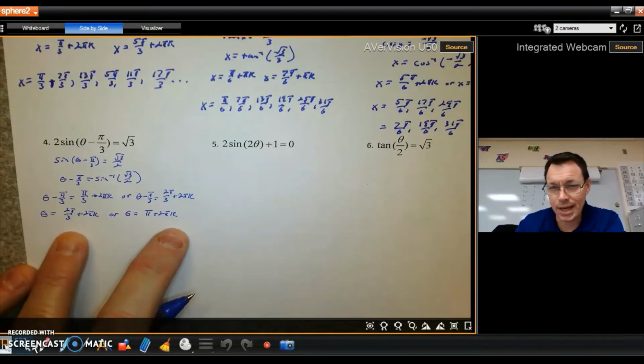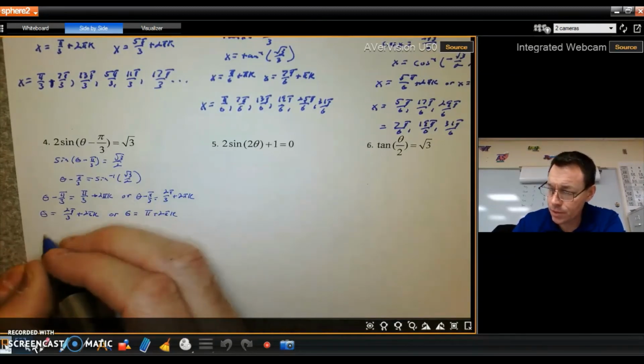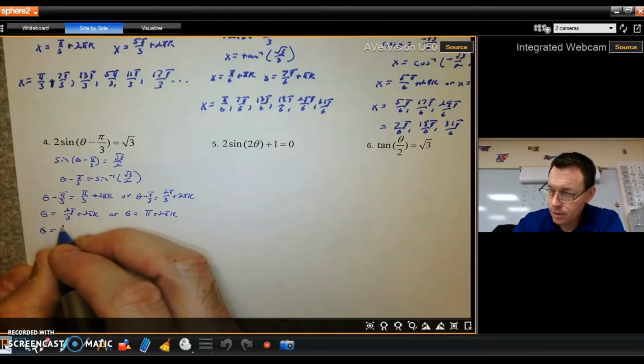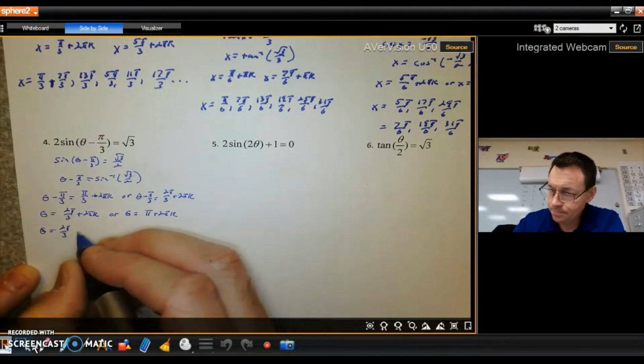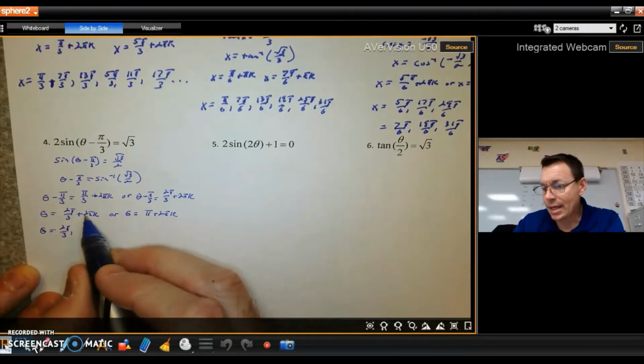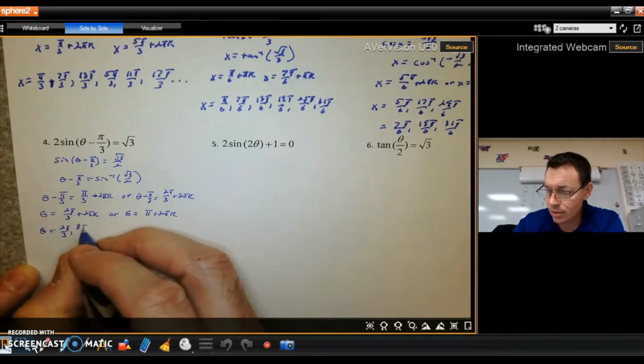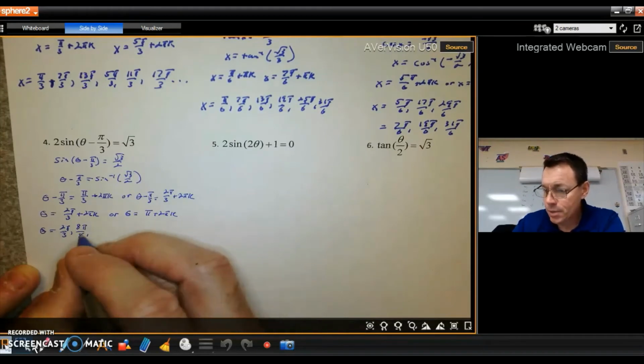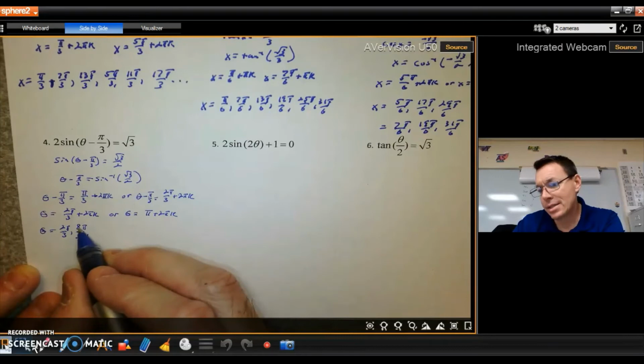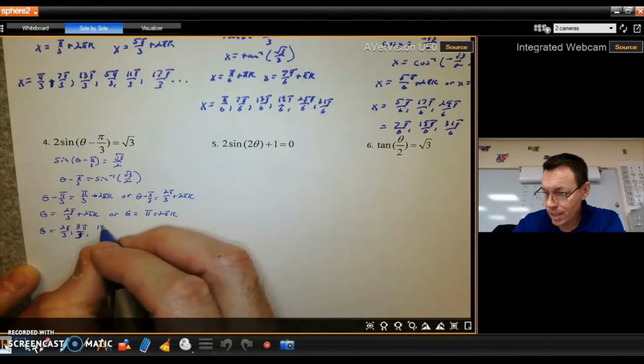So what are some actual solutions? So from this one, I've got 2 pi over 3. And then I'm thinking of 2 as 6/3. So I'm adding 6/3 to 2/3. I'm going to get 8/3. Oops, that's a third. I'm going to add 6/3 to 8/3 and get 14/3.